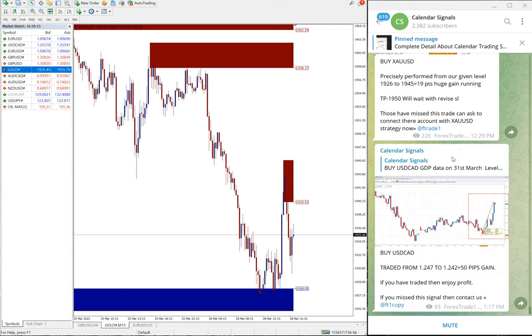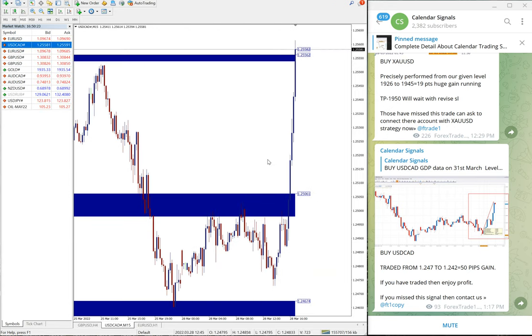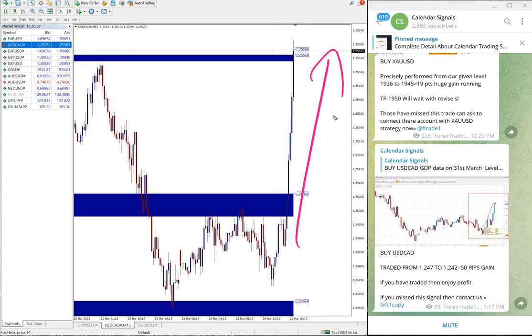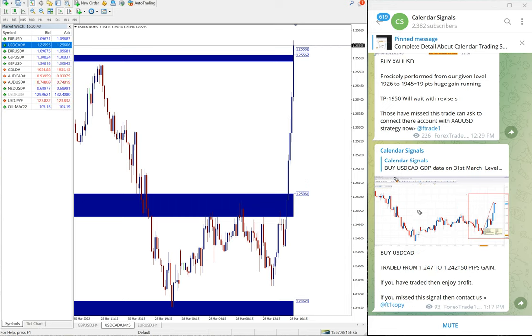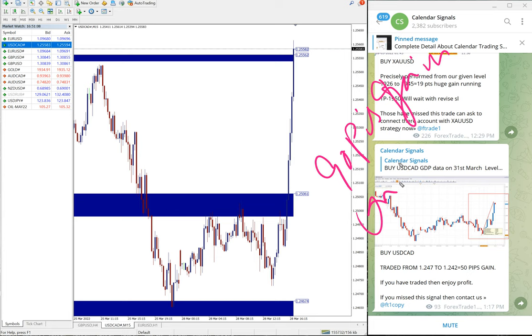Then the next signal which performed is USDCAD. Let me open the USDCAD chart. Here it is, and you can see the clear uptrend on USDCAD, with entry at 1.2470 and as of now high traded 1.2560, about 90 pips gain on USDCAD. Again good performance on USDCAD as well.